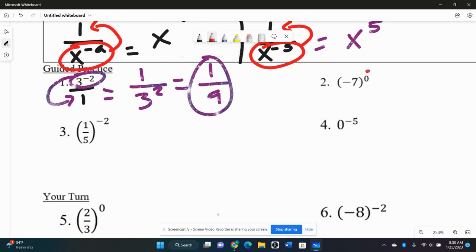How about number 2? Oh, I see this exponent of 0. What do I do with an exponent of 0? The whole thing just becomes 1. That's it. Number 3, we see a fraction.